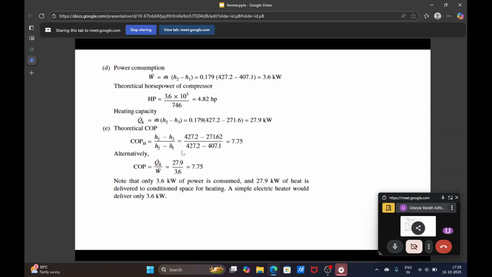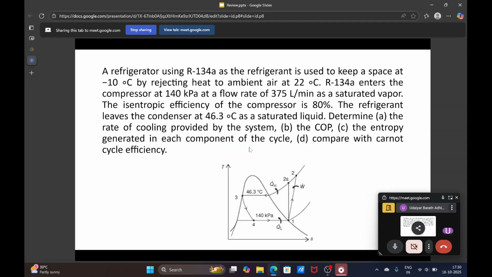So what it actually says is, for every 1 kilowatt of work input, you get 7.75 kilowatts of heat. And that's what is written here. For 3.6 kilowatts of power, we get 27.9 kilowatts of heat. But in case of electric resistors, if you are using them for heating, for 1 kilowatt input, you get 1 kilowatt of heat.